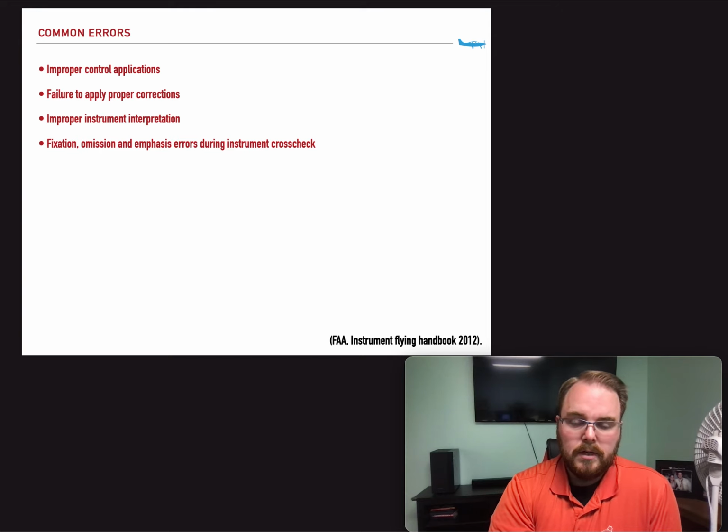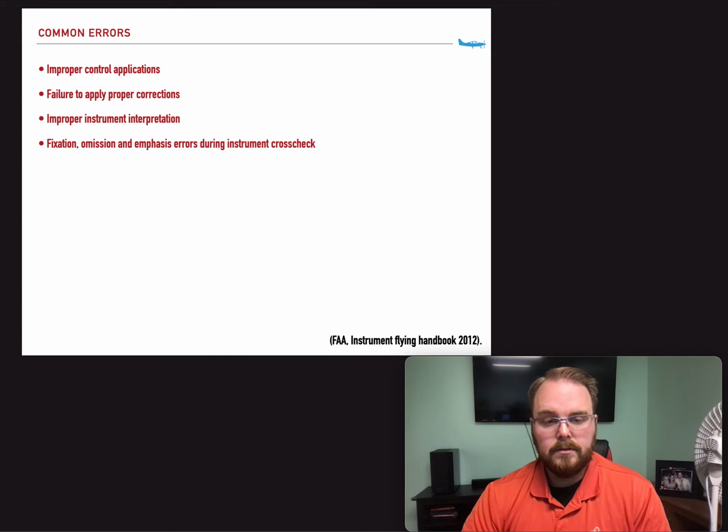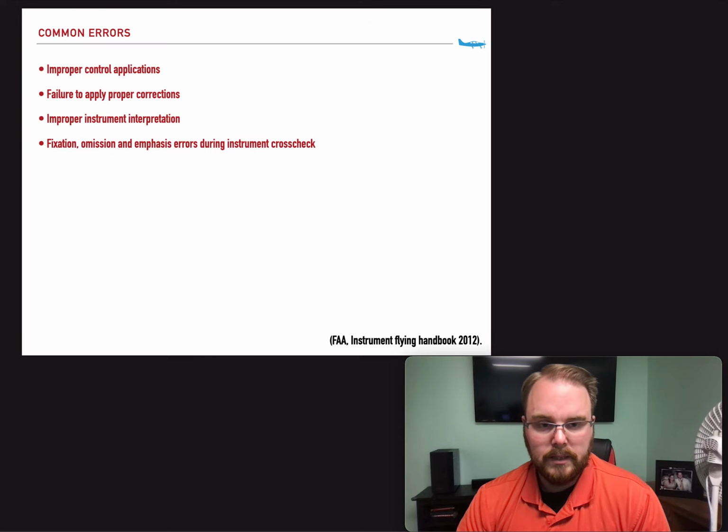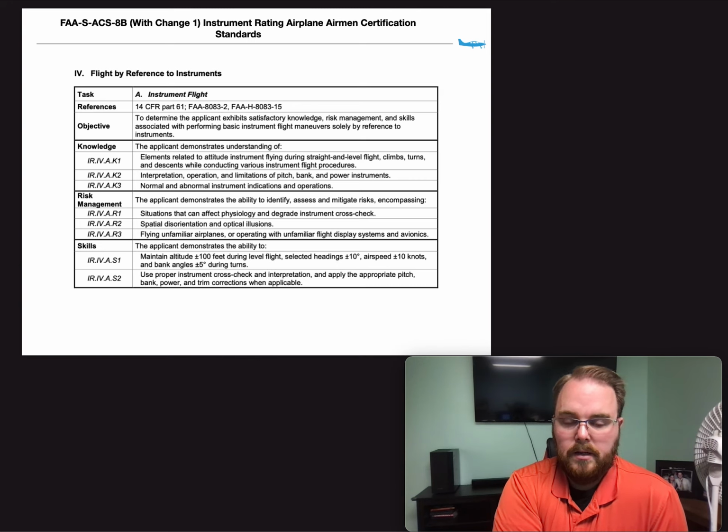And then another one that we didn't mention, but we will now, is fixation, omission, and emphasis errors during instrument cross-check. So it's important that we don't fixate on one particular instrument like the attitude indicator and neglect the other instruments as well. Or fixate on the airspeed indicator and not check out the altimeter, things like that. So we have to make sure we're doing a good cross-check going between all the instruments and make sure we're flying safe and accurately.